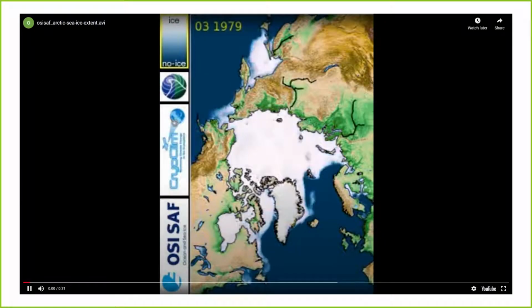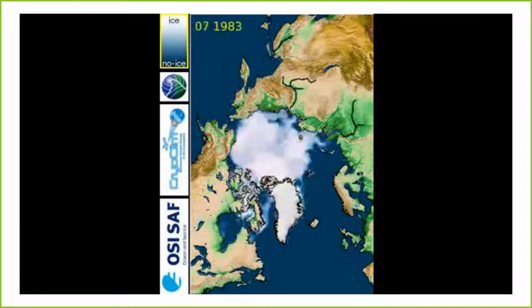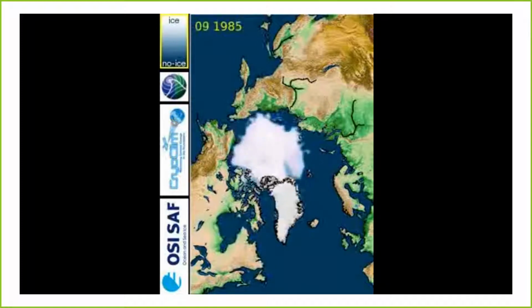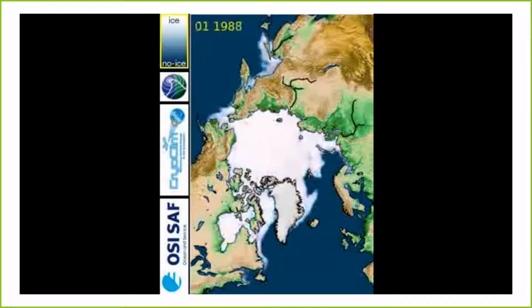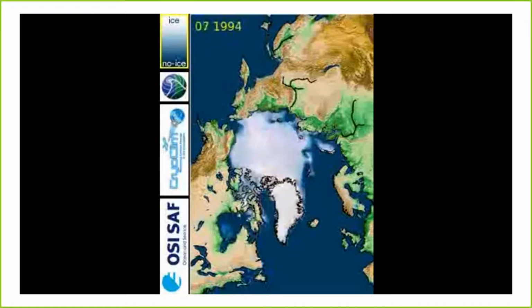And here we have an animation that shows the sea ice extent changing seasonally. You can see it grows during the winter months and extends all the way down through the Hudson Bay to almost the northern part of the United States, and it shrinks to a smaller portion during the summer months.